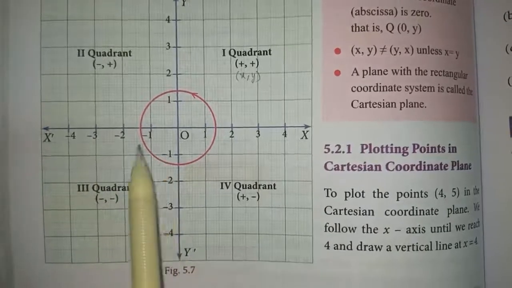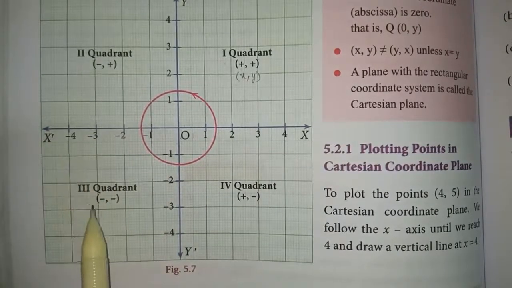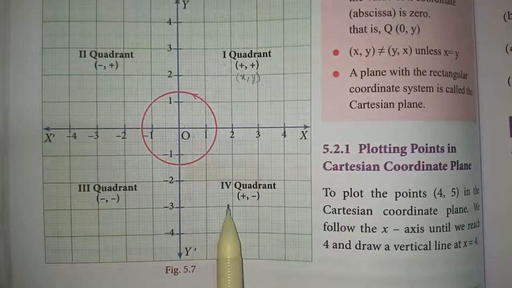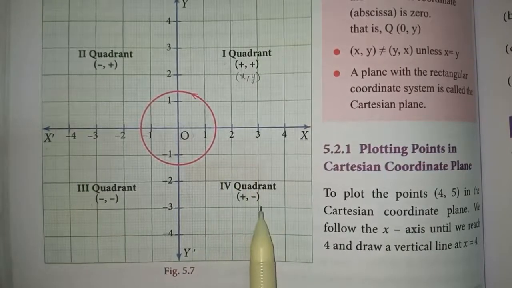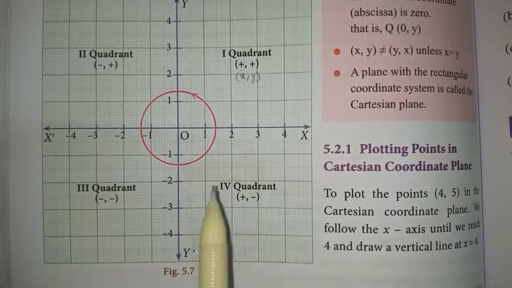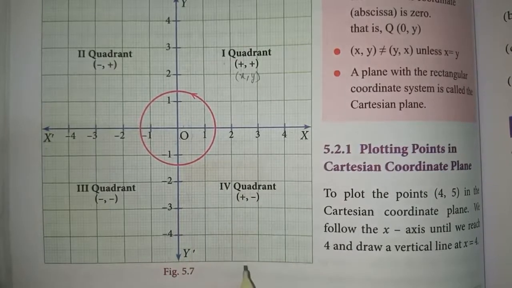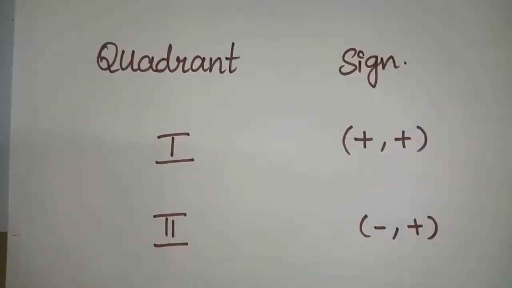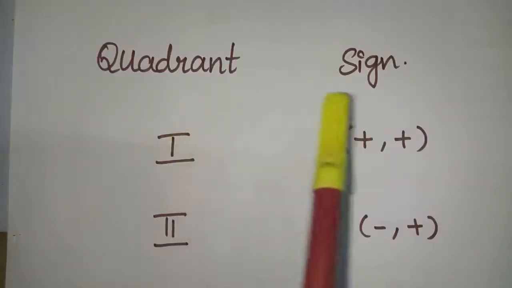Then in third quadrant x and y both are negative and the fourth quadrant x is positive and y is negative. So if we see the example we can easily understand the concept. So this is the overall concept. You have 4 quadrants and signs.